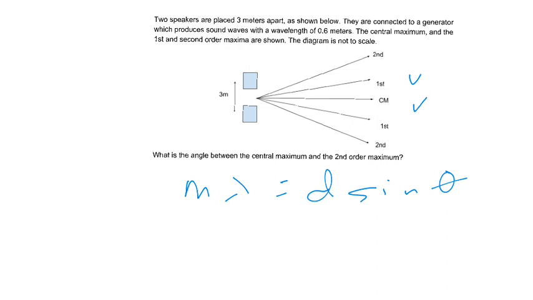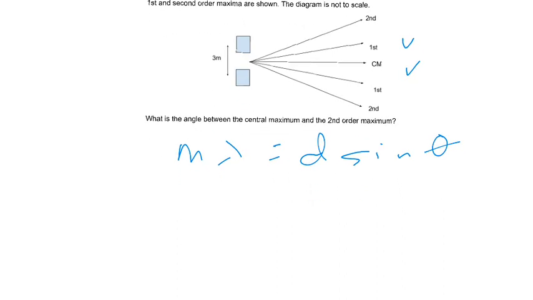Well, the wavelength is pretty obvious. It's given up there as 0.6. Okay? And d stands for the distance between the sources. So that was given in the picture as 3 meters. The m is the number of the maximum we're studying. So we want to know the angle from the central maximum to the second order maximum, so m is going to be 2.